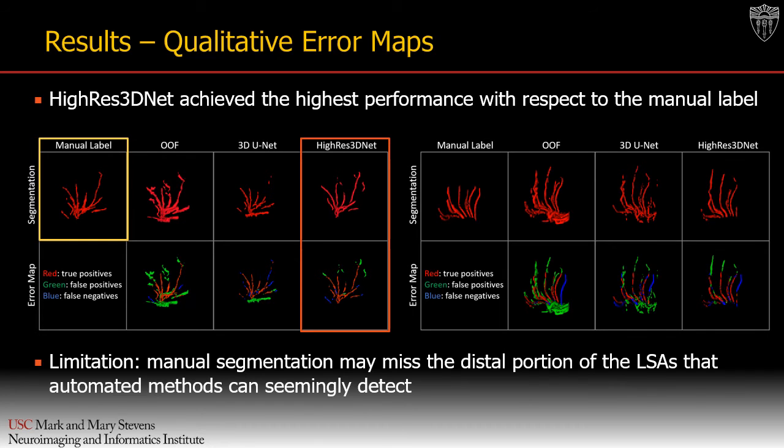In the second example, the error maps illustrate the tendency for manual segmentation to miss the distal portion of the LSAs that deep learning and OOF can seemingly detect. OOF is very sensitive to curvilinear structures, but not very specific to blood vessels in the presence of CSF or other structures that may also appear dark in black blood images. As such, we can consider using OOF for pre-training the model for context, or as a starting point for future manual segmentation during pre-processing.